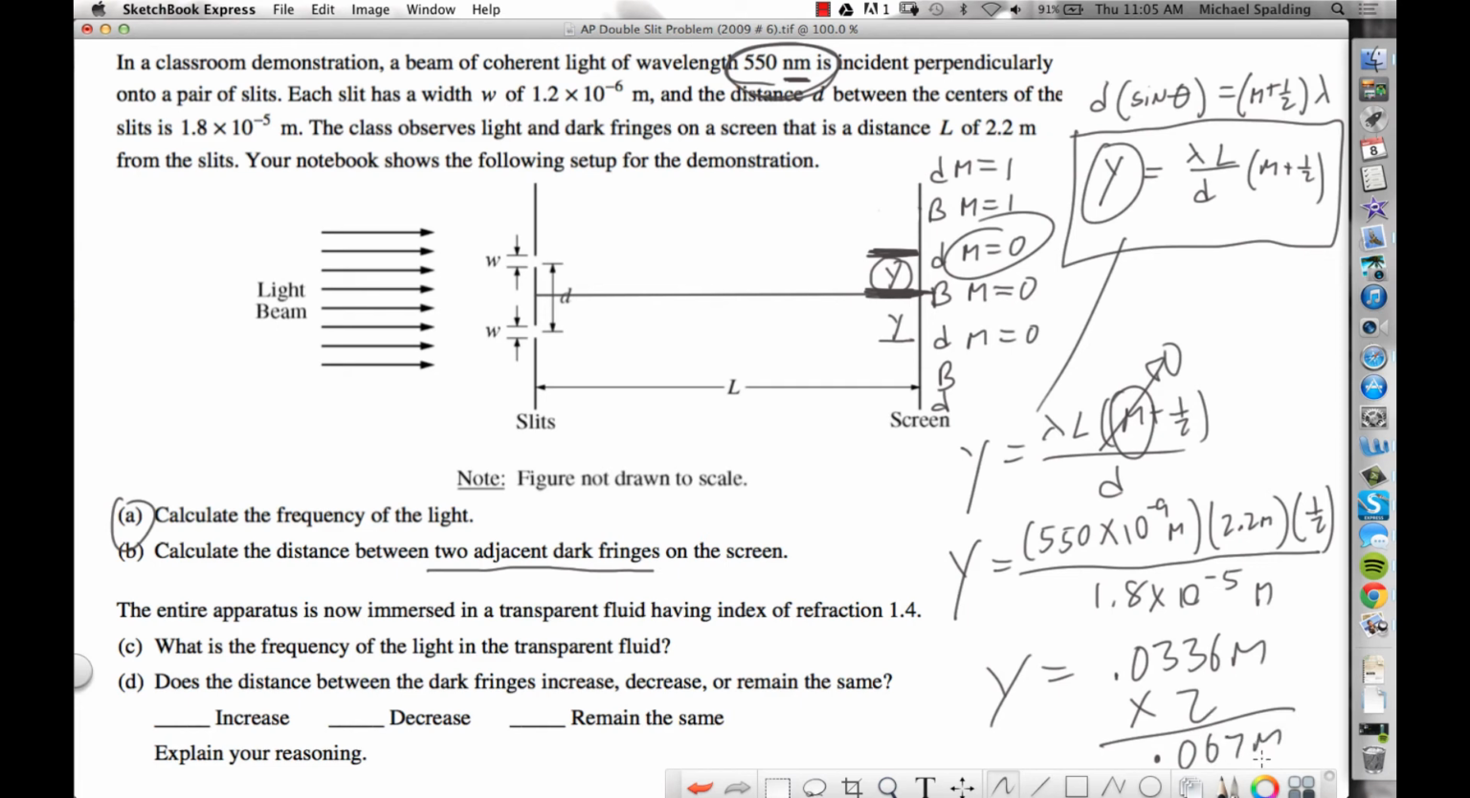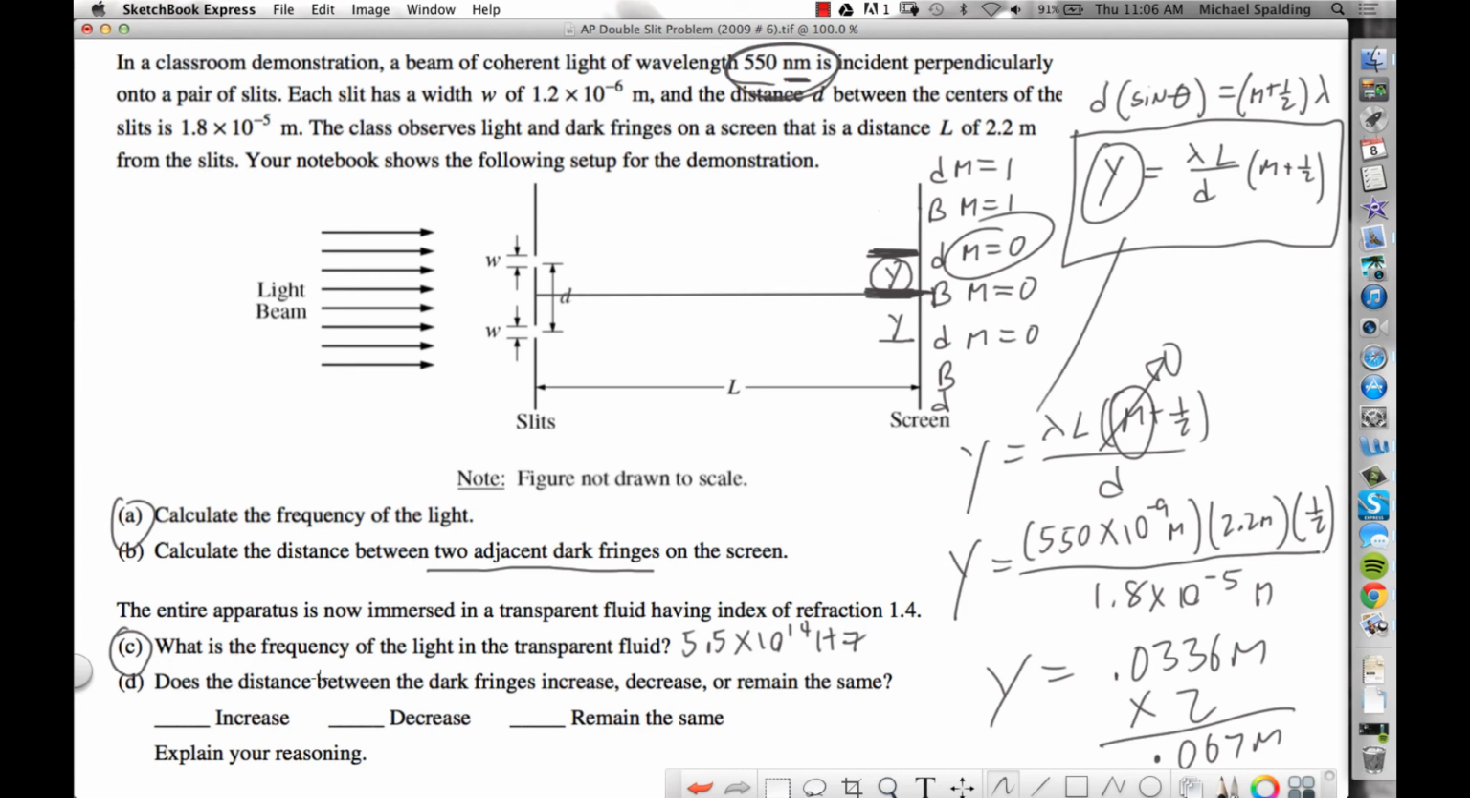Now, part C. What do they think we are? Idiots? They think we're stupid? Hey, what do we know about the frequency of light? It stays constant. The frequency is the same. So the answer to part C is the same answer that we got in part A, which was what? 5.5 times 10 to the 14. Now, we're almost done. Don't get up.